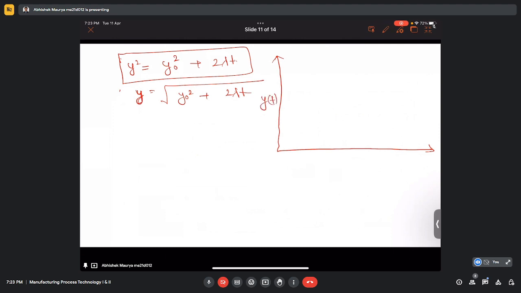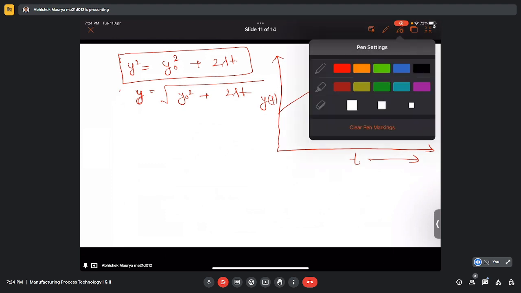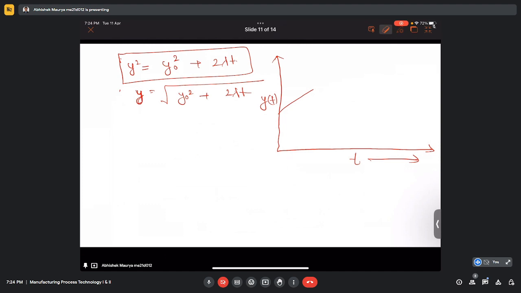Y as a function of time, which is the gap between the workpiece and tool, and on the x-axis we are plotting time. So we will get an increasing function, something like this. And what is this? This is the initial electrode gap. So we can see this is continuously increasing as a parabola, because this is the equation of a parabola.